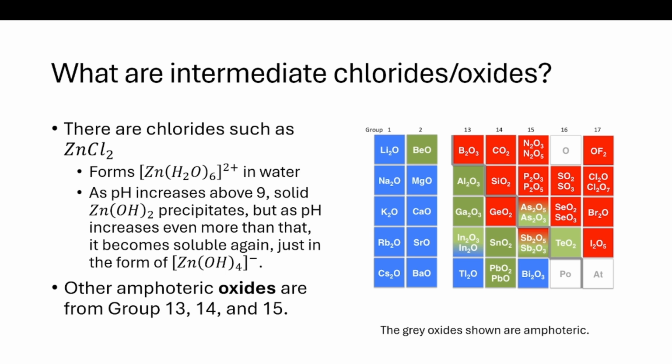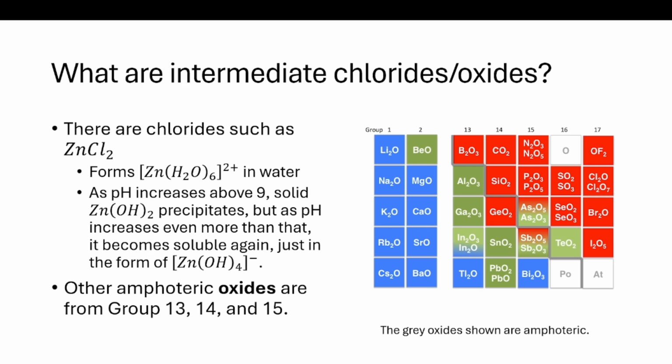Now, we're going to be on the topic of oxides too. And there are particular chlorides such as zinc chloride. If you dissolve that in water, we're going to get a zinc aqua complex. But as we increase the pH, solid zinc hydroxide will precipitate into a gelatinous kind of substance. Now, if we increase the pH even more than that, we're going to get a particular complex again, Zn(OH)4 2 minus.